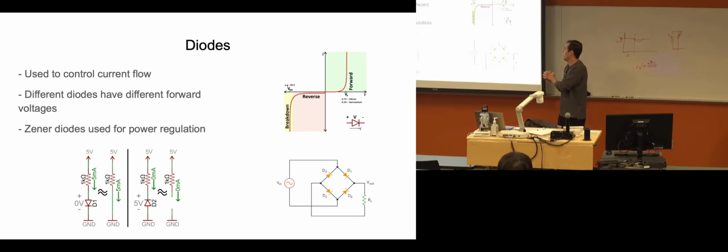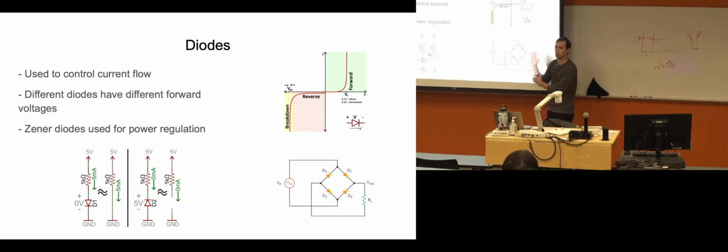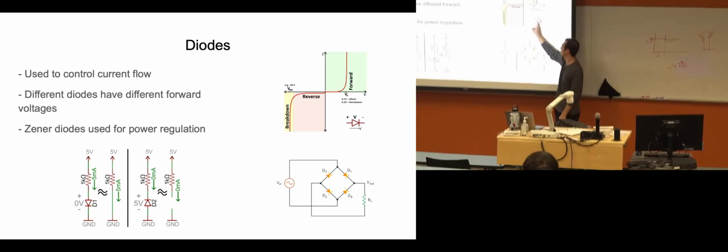Current can only flow in one direction through a diode, all right? This is the symbol for a diode. So normally you can think of this bar as like a wall, right? Current can move in the direction of the arrow, but it can't move against it, right?